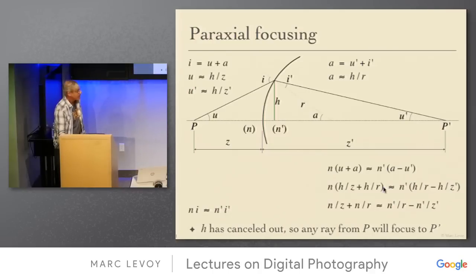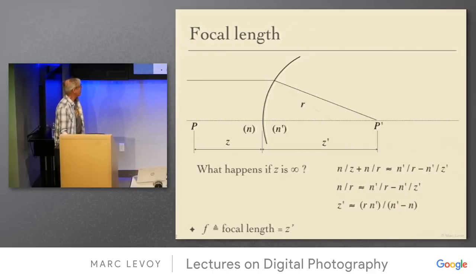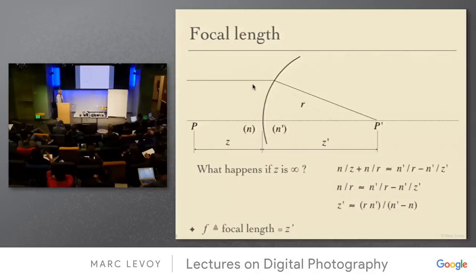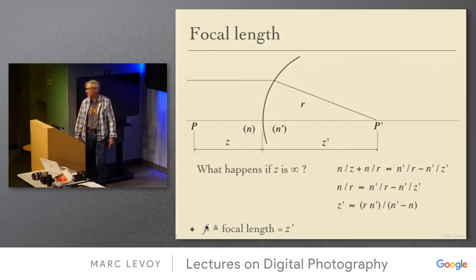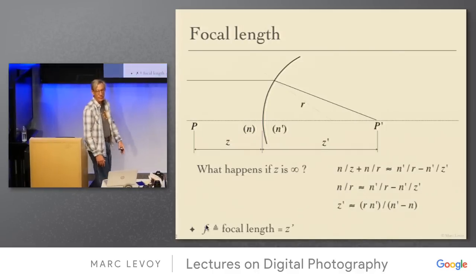So what happens in a special case where z, the object distance, is infinity, meaning it's all the way over there? Then you work through more algebra. You'll end up with z prime being this, which is defined as the focal length. We've already seen that geometrically.